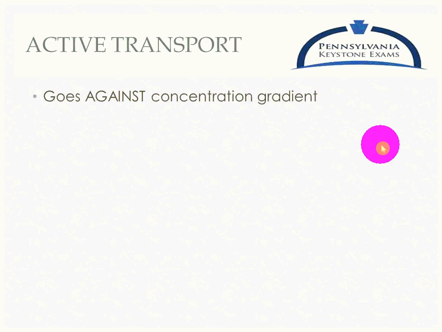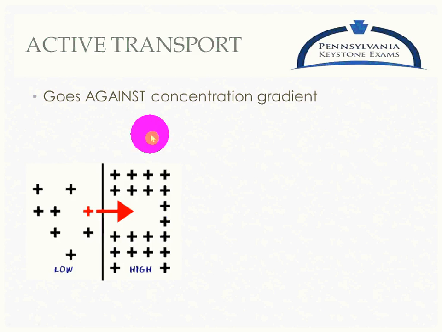Our last method that we're going to talk about of getting materials across a cell membrane, whether into the cell or outside of the cell, is called active transport. Active transport is a little bit of the black sheep of the family because everyone else, diffusion, osmosis, and facilitated diffusion, they all go from a high concentration to a low concentration, and we call that a concentration gradient. Active transport actually goes against the concentration gradient, from a low concentration to a high concentration.